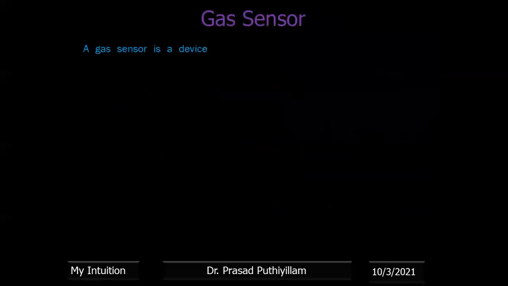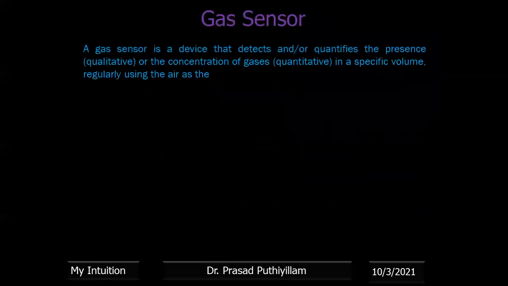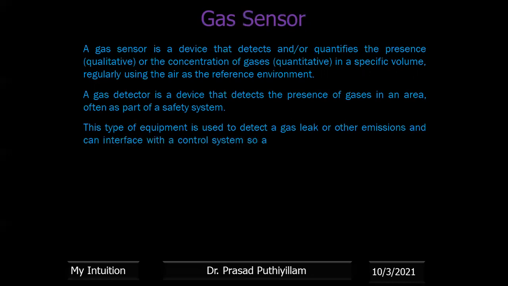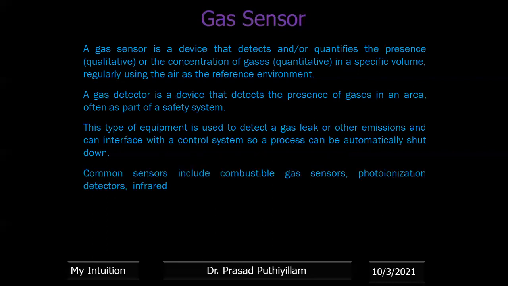Now, gas sensors or gas detectors: a gas sensor is a device used to detect or quantify the concentration of gases qualitatively or quantitatively in a specific volume, regularly using air as the reference environment. A gas detector is a device which detects the presence of gases in an area, often as part of a safety system. This equipment is used to detect a gas leak or other emissions and can interface with a controlling system, so a process can be automatically shut down based on that.